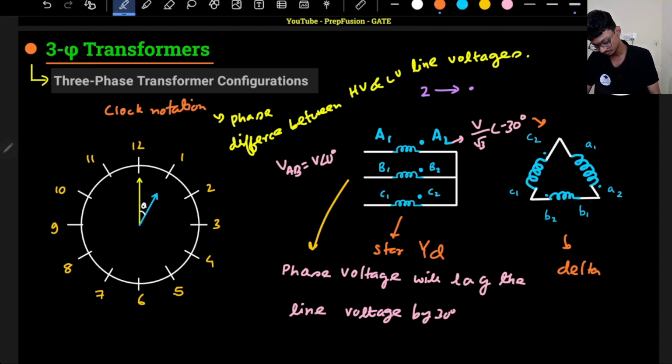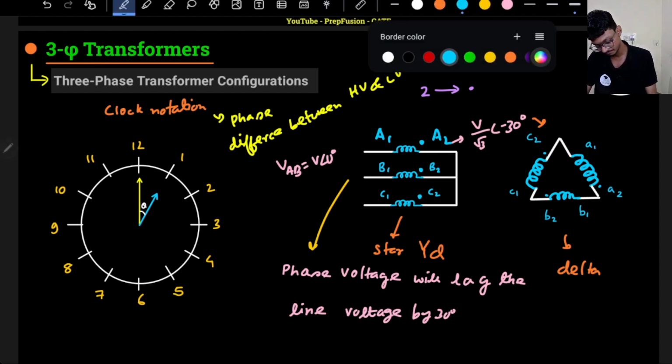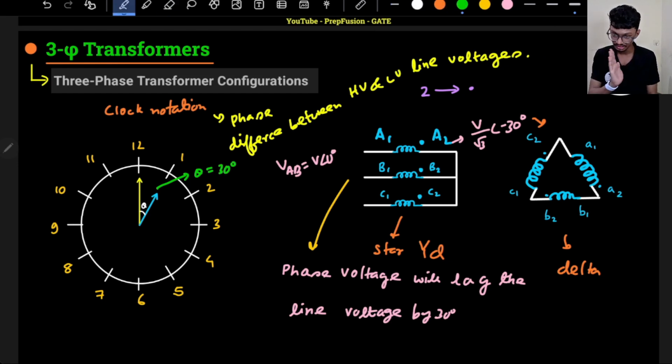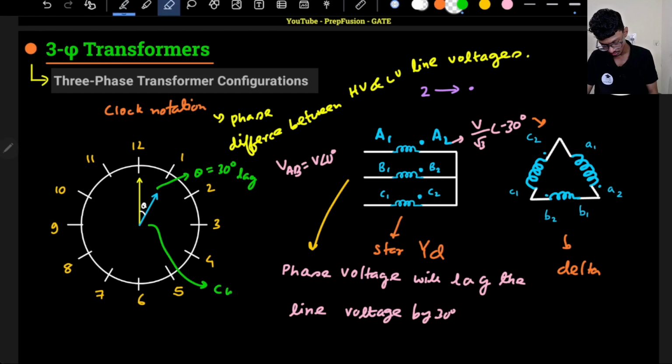Okay, so I can safely say that here my theta will be 30 degrees. Why? The line voltage of the high voltage winding is the reference, that is at 12 o'clock. And this will lie at 1 o'clock because it is lagging, hence it is in the clockwise direction with respect to the high voltage winding. So the angle is always calculated with respect to the high voltage winding. As it is lagging, that's why it is in the clockwise direction.